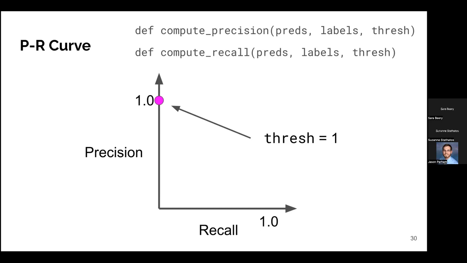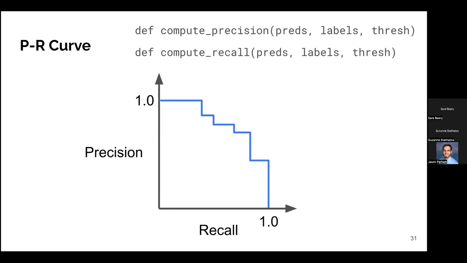And so in between, as you vary this threshold, you sweep out a curve that tends to look like this, like a downward sloping curve. And so this is the precision recall curve. And there are tools that will compute this for you. All you need to give it is the predictions and the labels, and it will give you all of this.